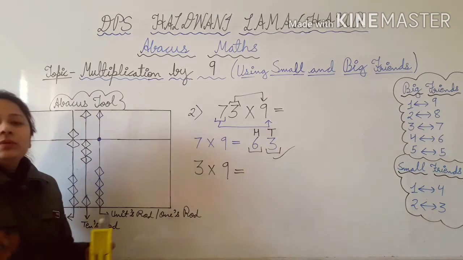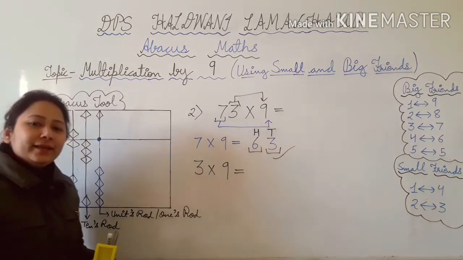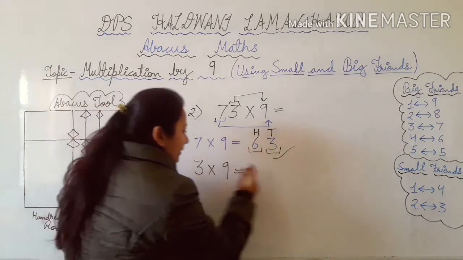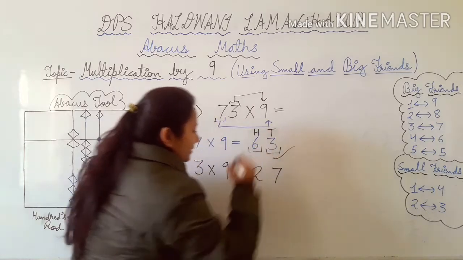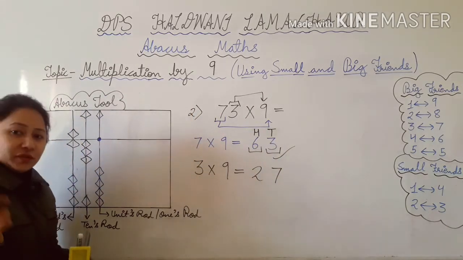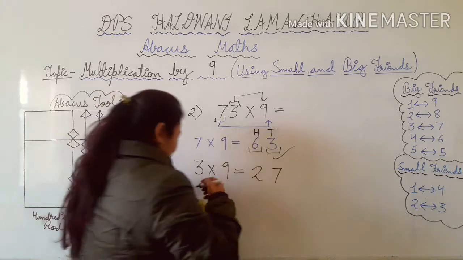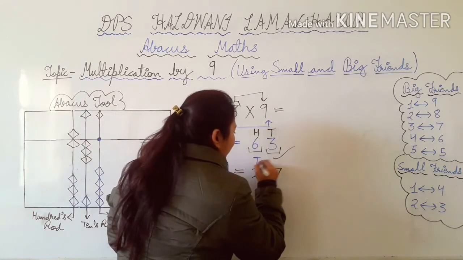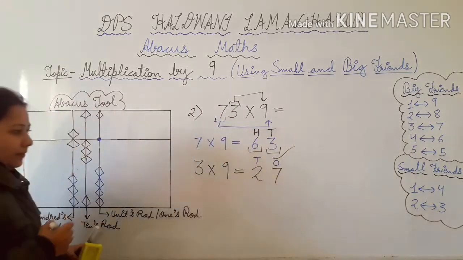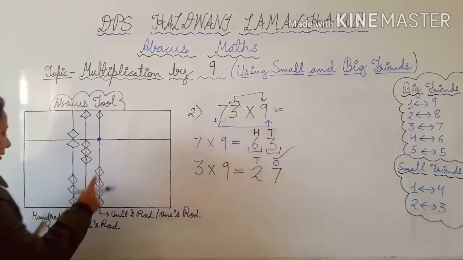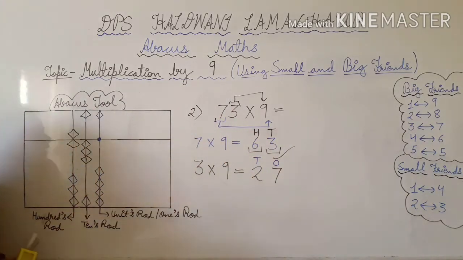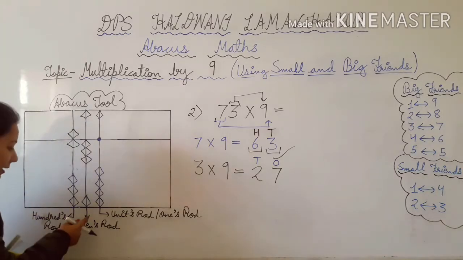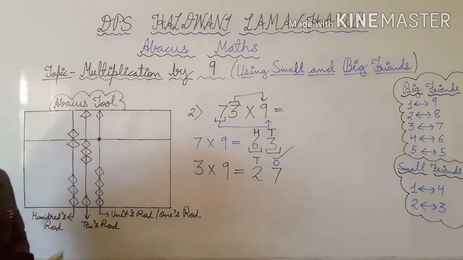Now you can do 3 9s also or 9 3s also. So 9 3s are 27. Now as you know, our first digit will go in the tens rod and the second digit will go in the ones rod. Now you have to add 2 in the tens rod. Now as you can see, kids, that only one bead is there.